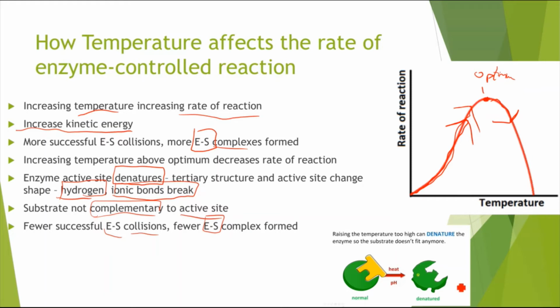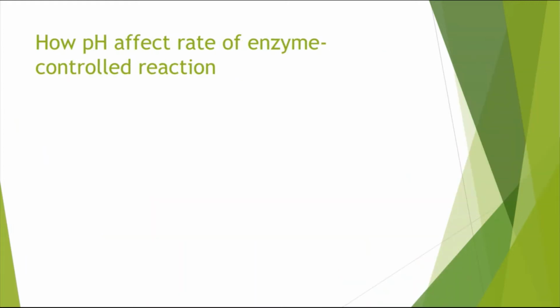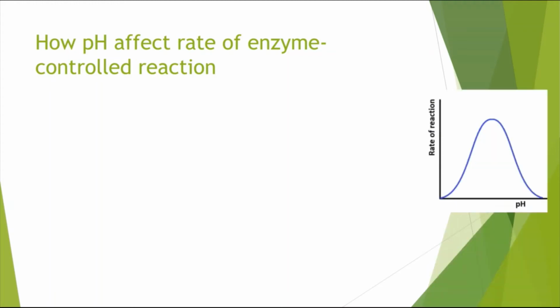So this is the enzyme. This would be the normal enzyme, and this would be the substrate binding to it. But when the enzyme is denatured, as you can see, it changes the shape of the enzyme. So the substrate, if it was to bind to that, would not be able to, as there has been a change in the active site, and the enzyme active site is no longer complementary to the substrate that it was complementary to before.